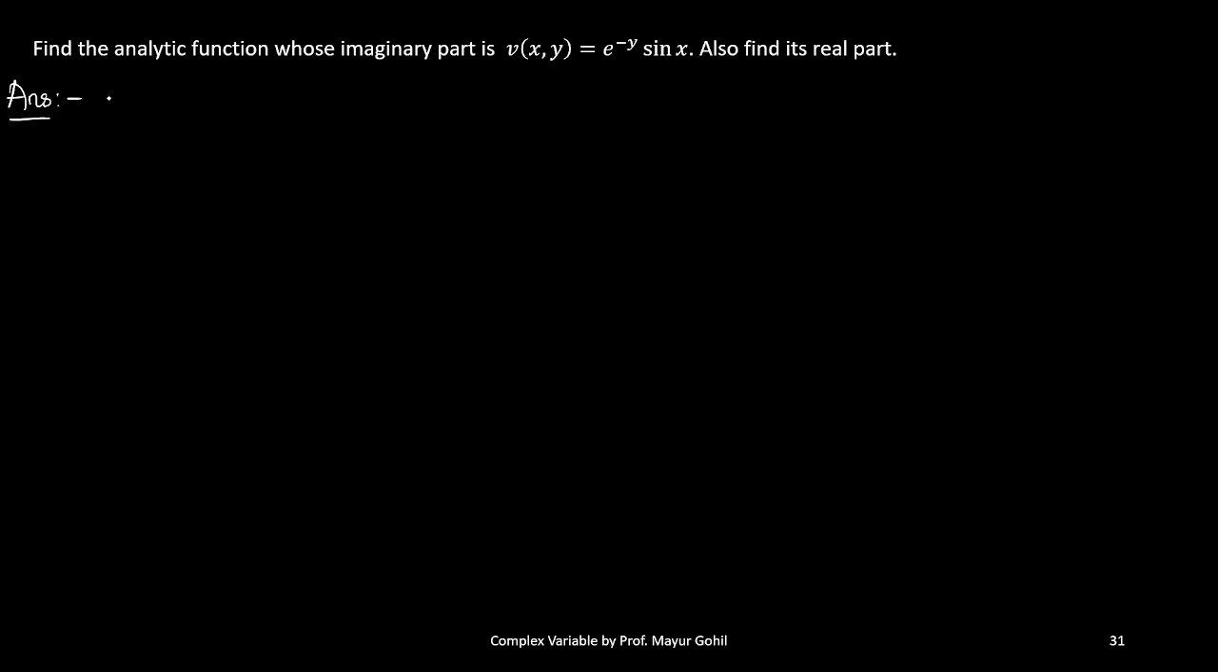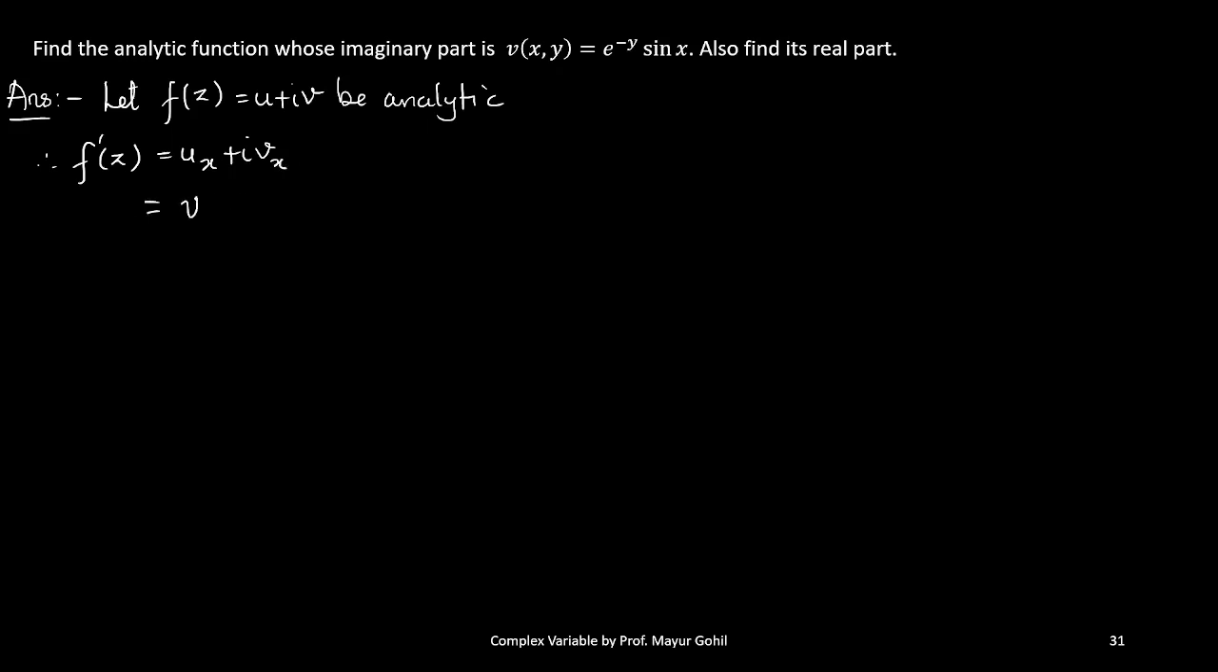So let us see. The first thing we write: let f of z equals u plus iv be analytic. Therefore f dash of z is equal to ux plus i vx, and so we have the formula vy plus i vx. This is the formula for f dash of z that we are going to use. Now we calculate the partial derivatives.